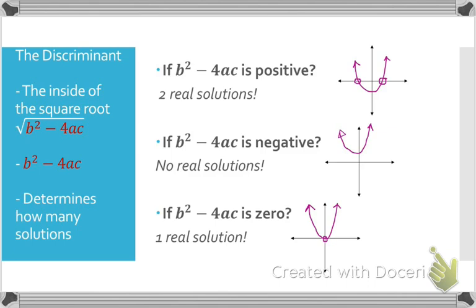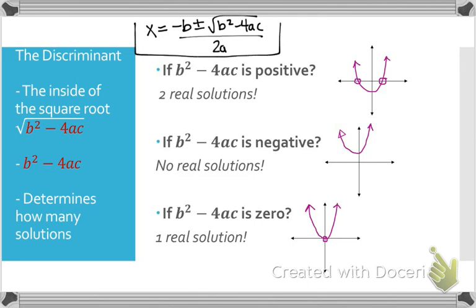Now, if you guys recall, our quadratic formula was the following. It's the opposite of b plus or minus the square root of b squared minus 4ac, all divided by 2a. And again, this formula up here helped us find all the solutions to a quadratic equation. And again, our discriminant is this part right here that I just highlighted.